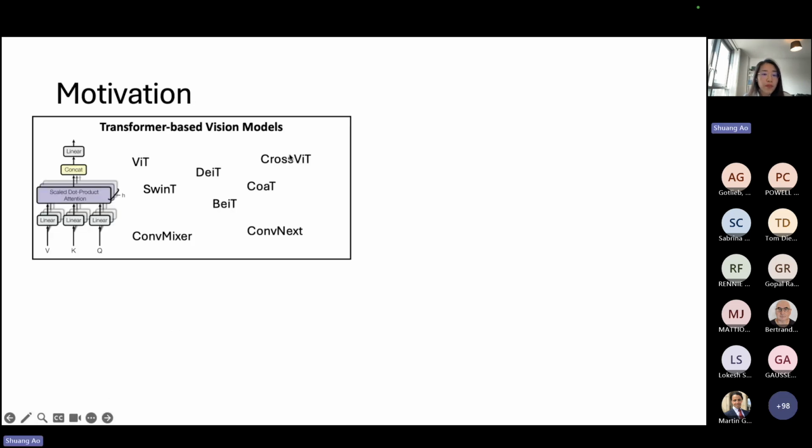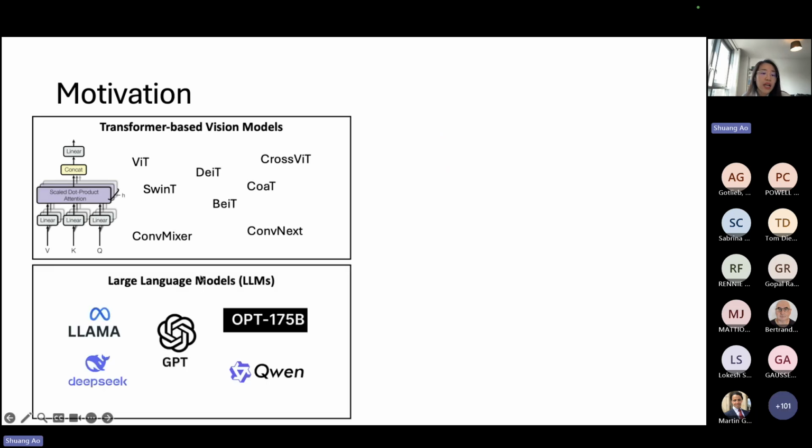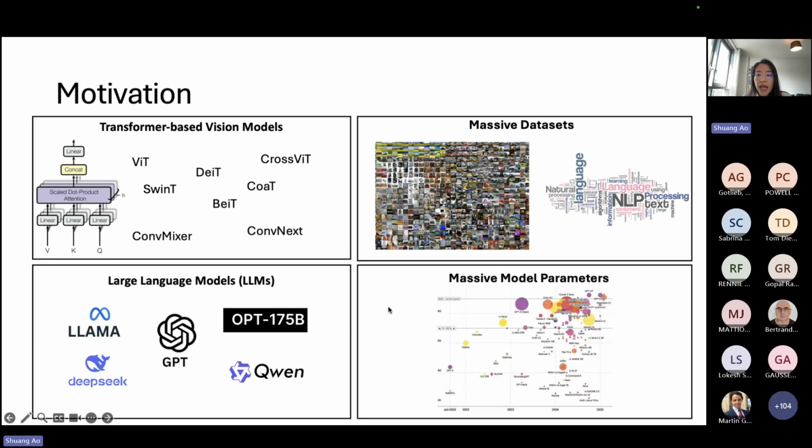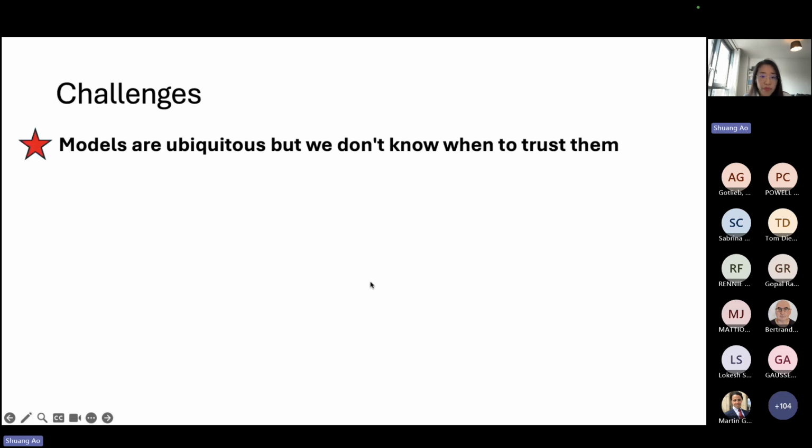Nowadays, transformer-based vision language models and large language models are widely used, and trained on massive datasets, either on images, text, or multimodal data, with massive numbers of model parameters. It seems that these large language models, and AI systems in general, have been well applied in many domains. But here comes a very fundamental question: can we trust them? And when to trust them?